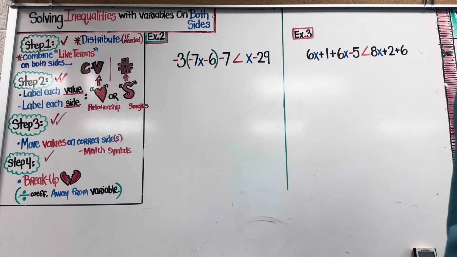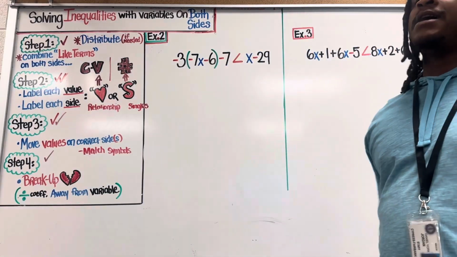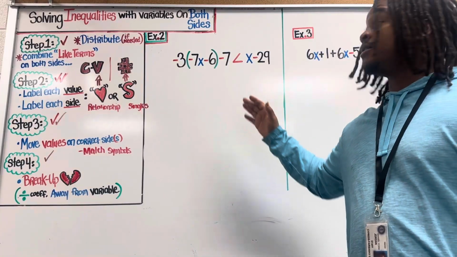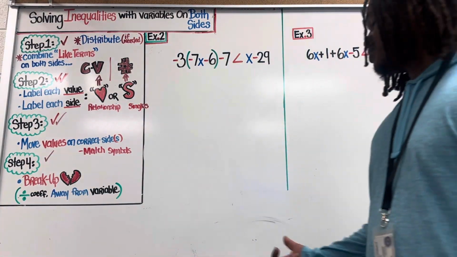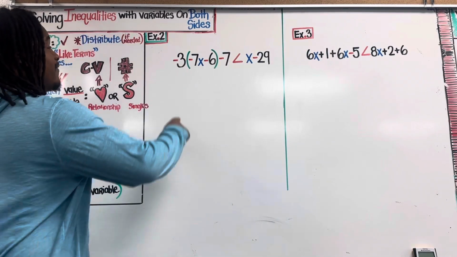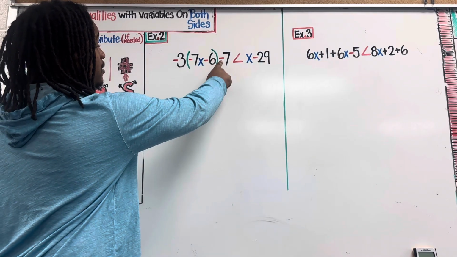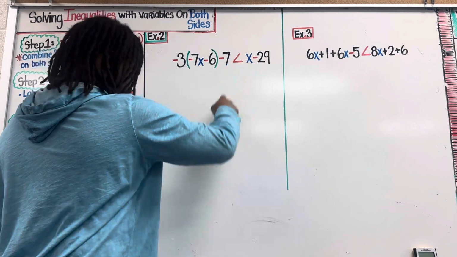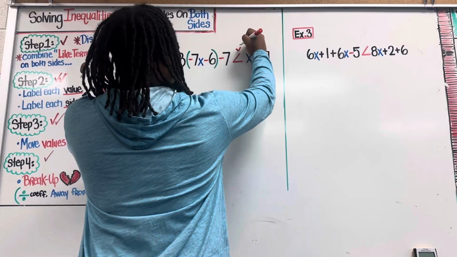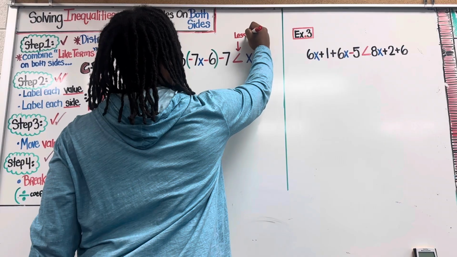Today, guys, I want to go over example 2 of how to solve inequalities that have variables on both sides, right? Inequalities that have variables or unknown values on both sides of the inequality sign. In this particular example, which is very similar to example 1, we have -3 times parentheses -7x minus 6 parentheses close, minus 7 is less than. That sign represents this side being less than this opposite side.